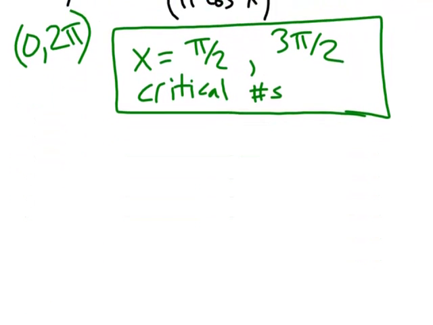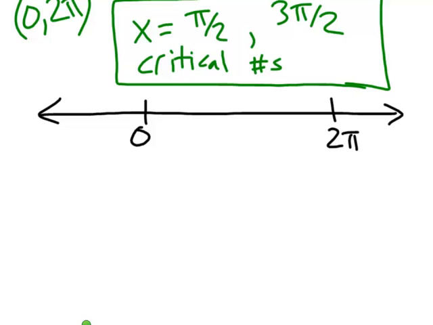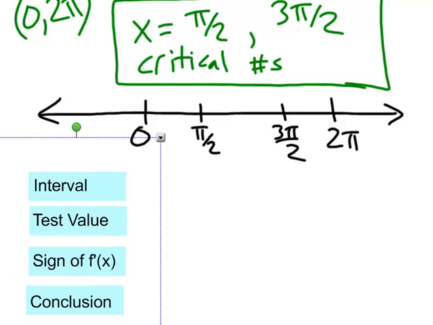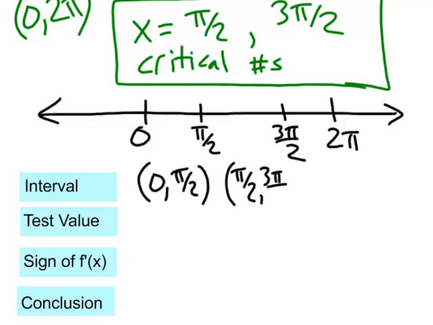So let's proceed with the first derivative test. Again, if I draw our number line, instead of going from negative infinity to infinity, again, one more time, we're working on the interval from 0 to 2 pi. And then within that, I've got a pi over 2 and a 3 pi over 2. So for my first derivative test, our first interval will be from 0 to pi over 2. And then from pi over 2 to 3 pi over 2. And then from 3 pi over 2 to 2 pi. Those are our three intervals.